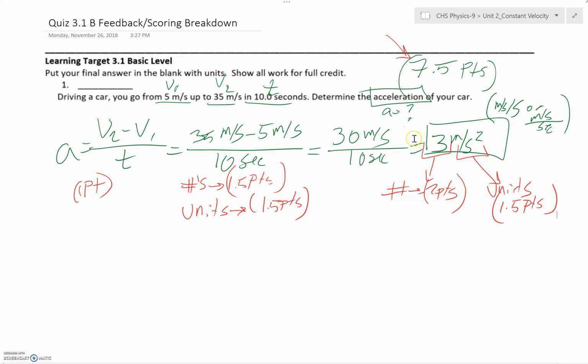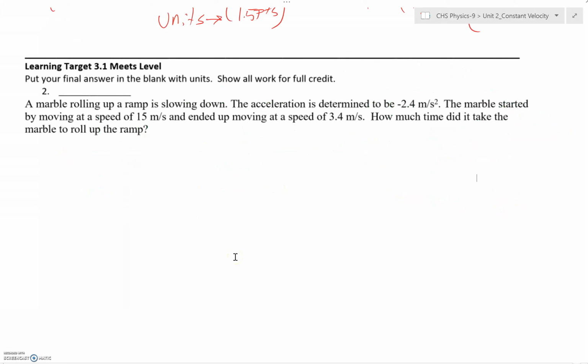If you missed 2 things, like you did meters per second for your answer and did not have units in your equation, that would not give you enough points to pass the basic level. So that's that. All right, so here we got our meets level.